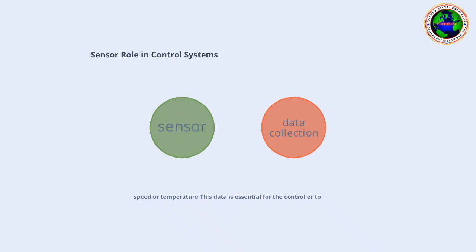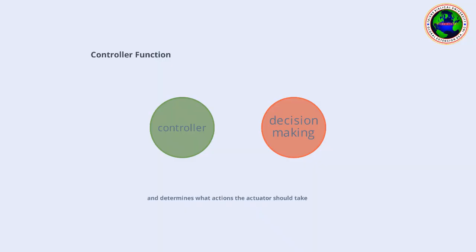This data is essential for the controller to make informed decisions and keep the system running smoothly. The controller is the brain of the operation. It receives data from the sensor, compares it to the desired value, and determines what actions the actuator should take. Controllers can be simple or highly complex, depending on the application and required precision.